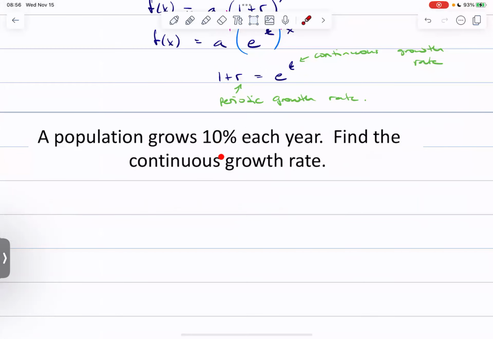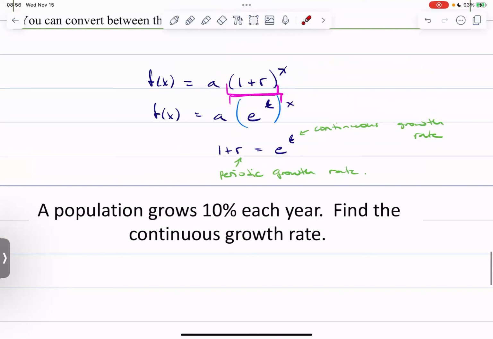Population grows 10% each year. Find the continuous growth rate. So we don't have a starting point. What could you do? You could just pick a general starting point, maybe 100 or something that you like to work with. 1 might be nice. But they're just going to cancel anyways when you set these two equal to each other, because they're both functions f of x, and eventually they'll cancel out and you'll be left with this.